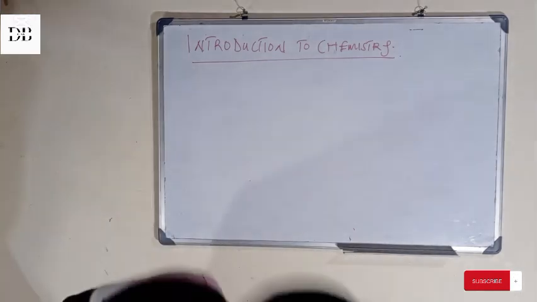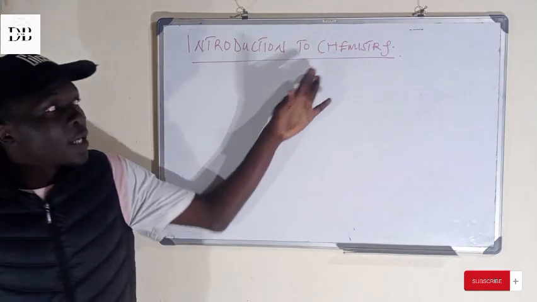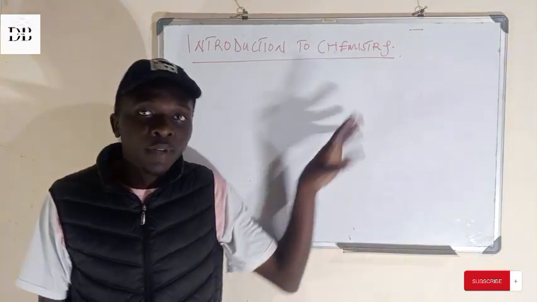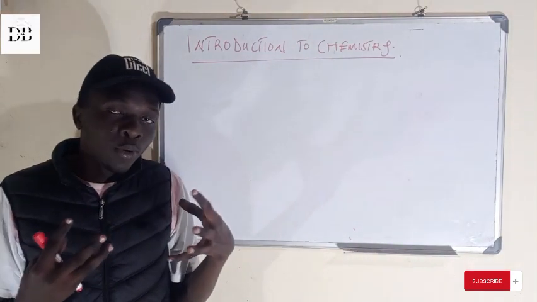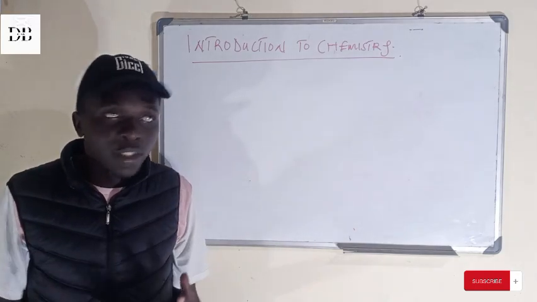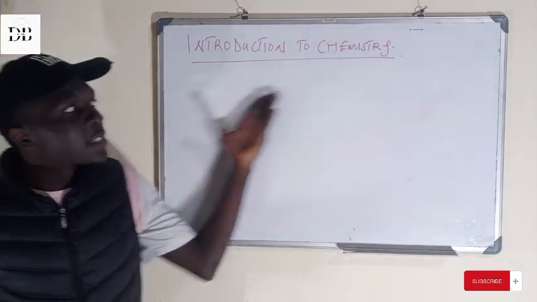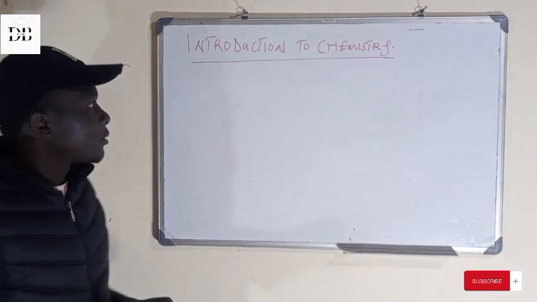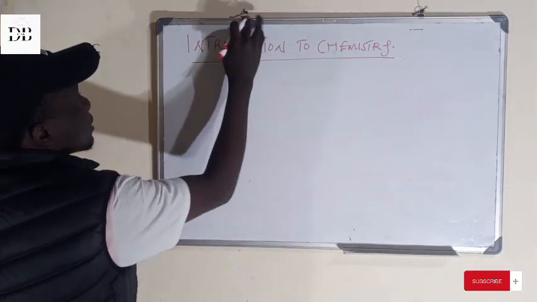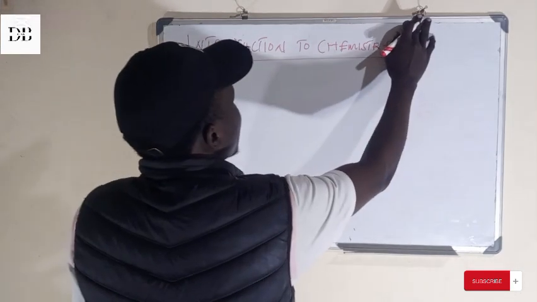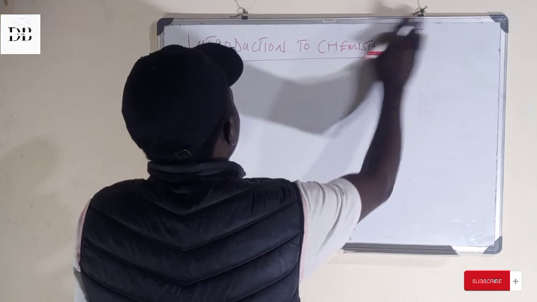Now, chemistry is a branch of science that deals with how chemical reactions take place, or it is the study of matter and the changes that it undergoes. But basically, you won't be asked such a question in an exam. So, what is to be known next? What is to be known next is the branches of chemistry.